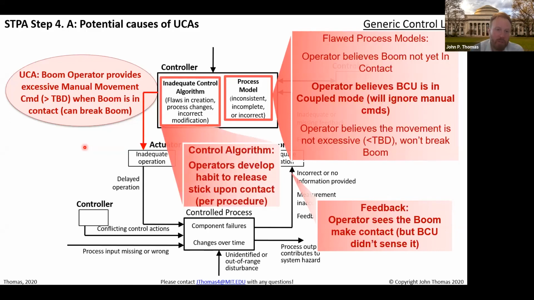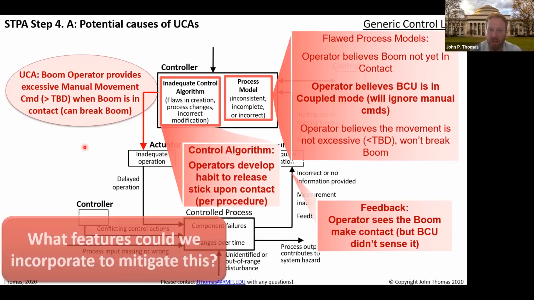What if the operators develop a habit to release the stick upon contact per procedure? Now note when you're getting this thing into position, when you make contact, that stick is not in the neutral position. When you let go of the stick, even if you're not trying to move it, just letting go of the stick moves the stick. What's that going to do when the boom has not actually been sensed as a coupled situation by the BCU? Well, it's going to command a boom movement unintentionally.